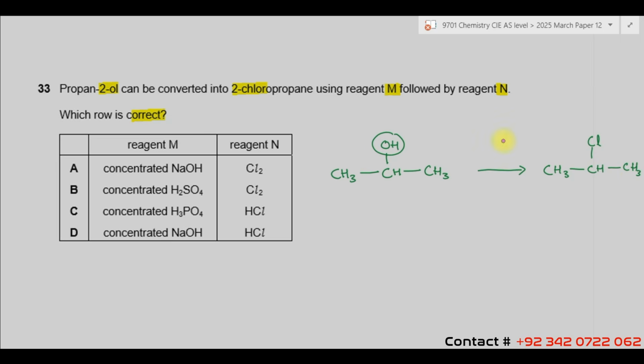Now this is possible if we use HCl in the presence of acid, phosphoric acid. So OH will be converted into chlorine. You can also use HCl in H2SO4. So concentrated phosphoric acid and then followed by HCl. This is wrong. Chlorine can be used for alkenes. So correct answer is C.